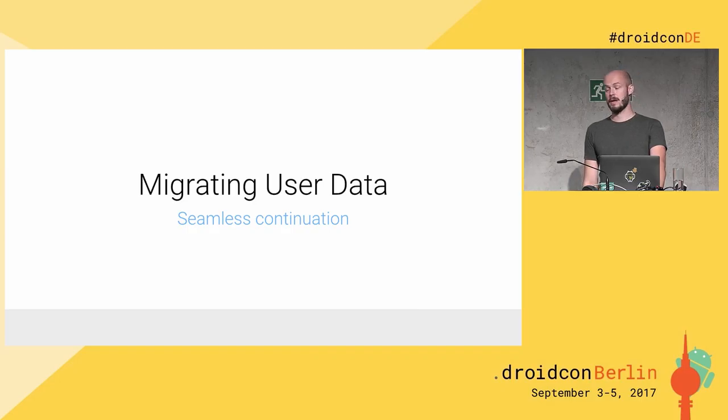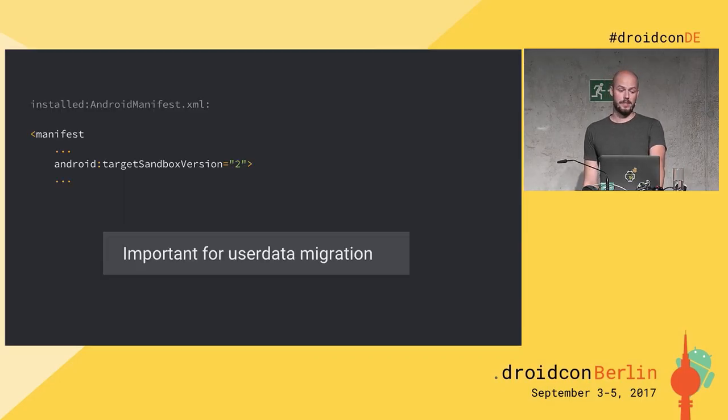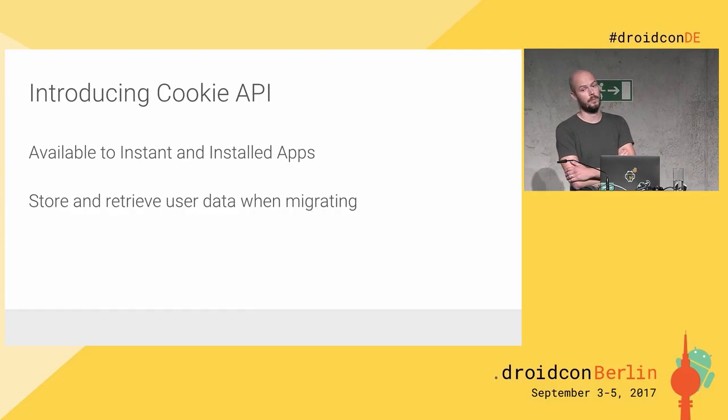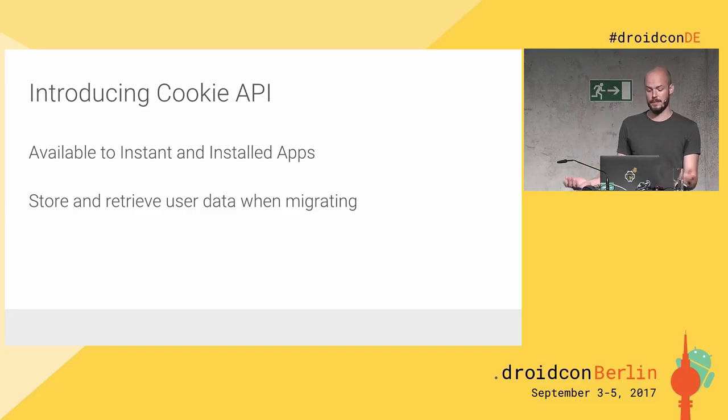Like I said earlier, migrating user data works with the sandbox version that you have to declare on your installed app in order to tell the Android system that this app is compatible and you potentially could use the cache API, cookie API, which is available to installed and instant apps. So it doesn't really matter which end of the spectrum your app is on.